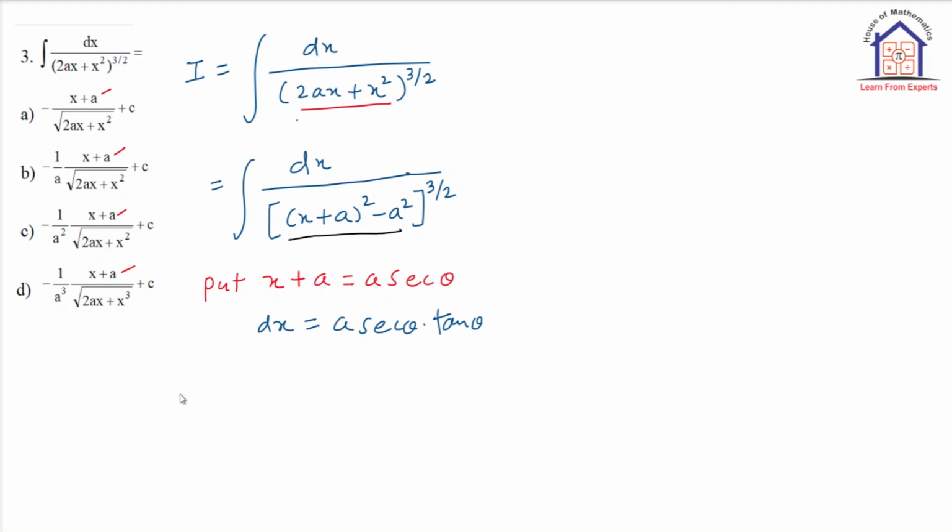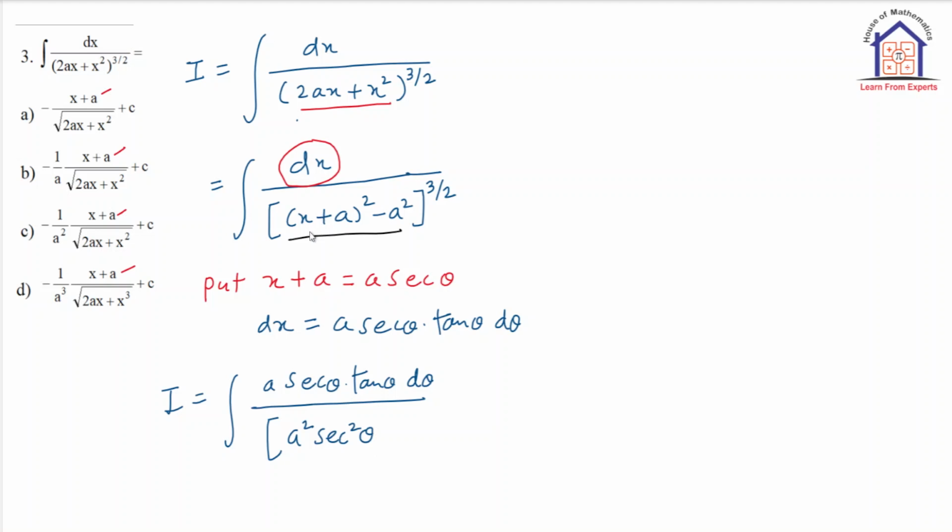Now this integral I will become the integration where I have to replace dx by a sec theta tan theta d theta, divided by x plus a whole square. So I have to write x plus a as a sec theta. So x plus a whole square will be a square sec square theta minus a square, to the power 3 by 2.